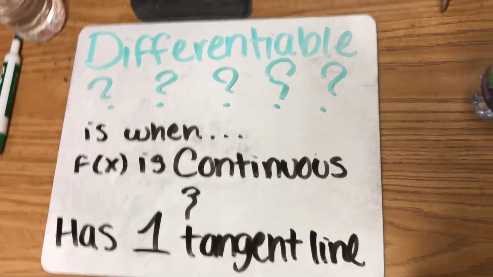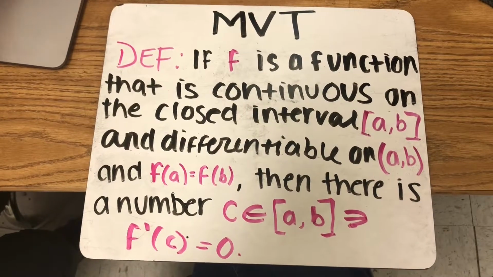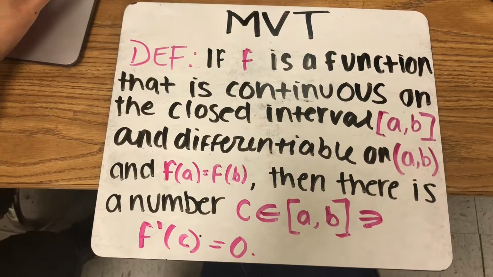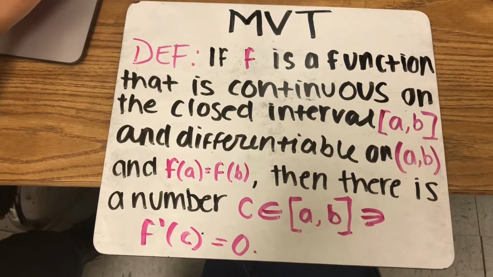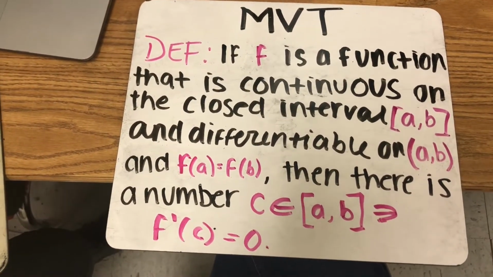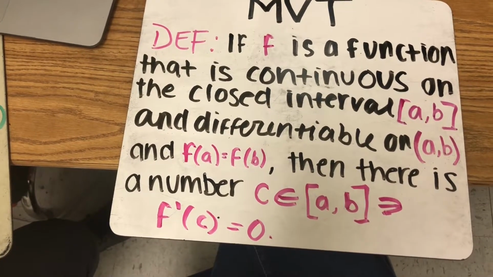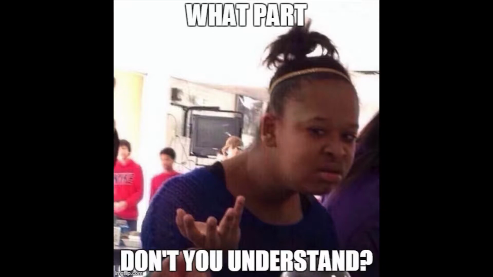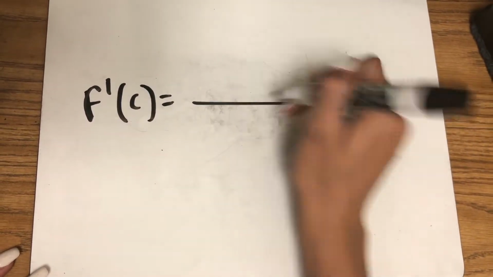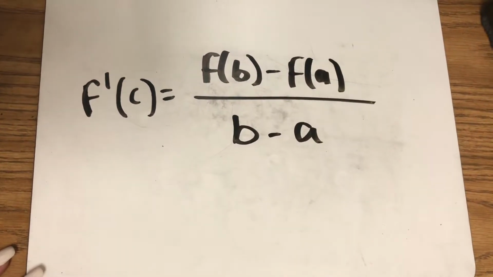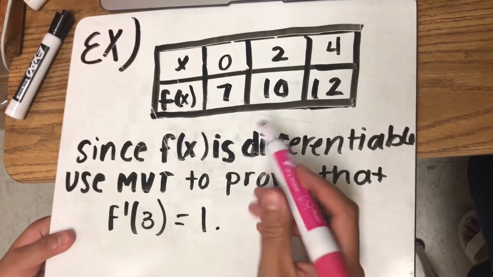For the mean value theorem, the technical definition is if f is a function that is continuous on the closed interval ab and is differentiable on ab, then there is a number c in ab such that f prime of c is equal to f of b minus f of a all over b minus a. Here's another example that would help you understand mean value theorem.